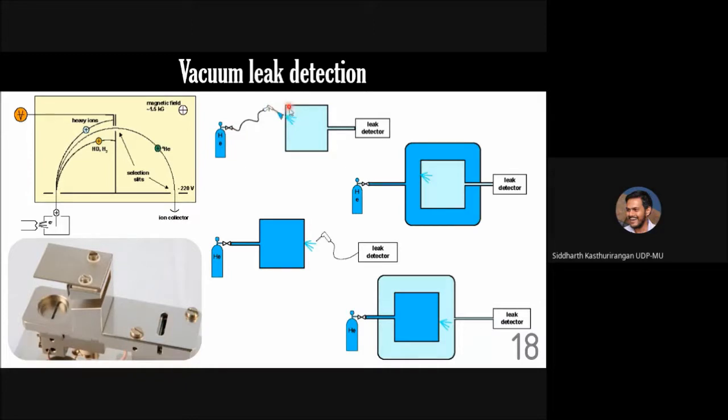some helium gas at various points in the chamber. If there is a leak at one particular point, when you spray, the helium gas will enter the chamber, and from there it will get pumped into the leak detector. And the leak detector is a detector which is sensitive to helium. So now let us come to this diagram on the left.